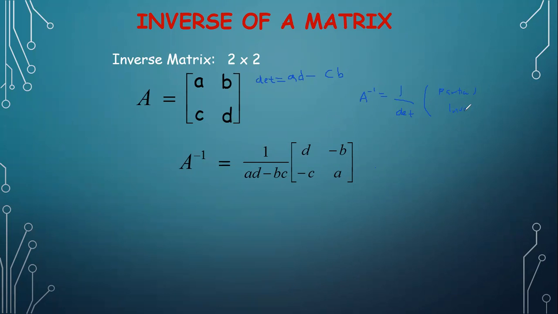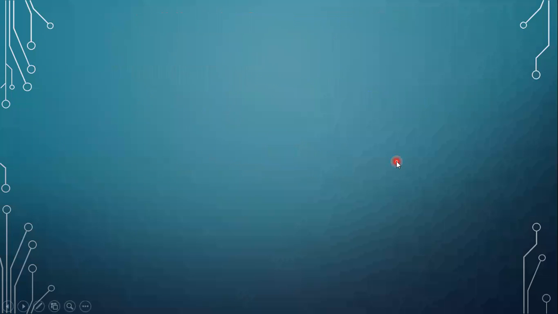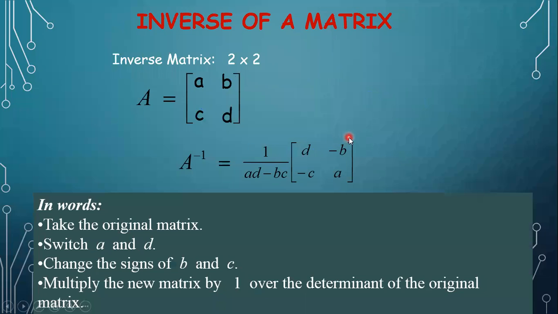For the partial inverse, we just switch the elements which are along the major diagonal. That is, we switch a and d. That's why you can see d comes here and a stays here. And then we change the signs of c and b. That's why c is negative and b is also negative. Then after that, we can go ahead and do the remaining part, which is finding the inverse of this matrix.